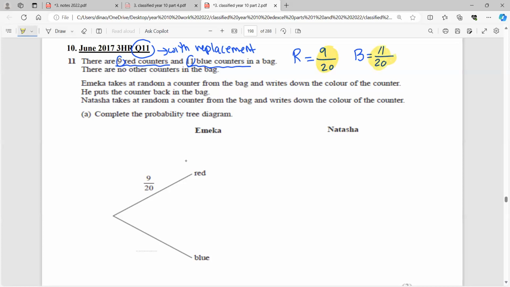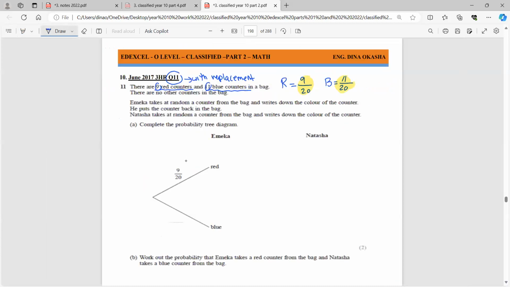Please, guys, since the question is in a fraction form, keep it as a fraction and no need to simplify. Now let's confirm that this is a with replacement question.